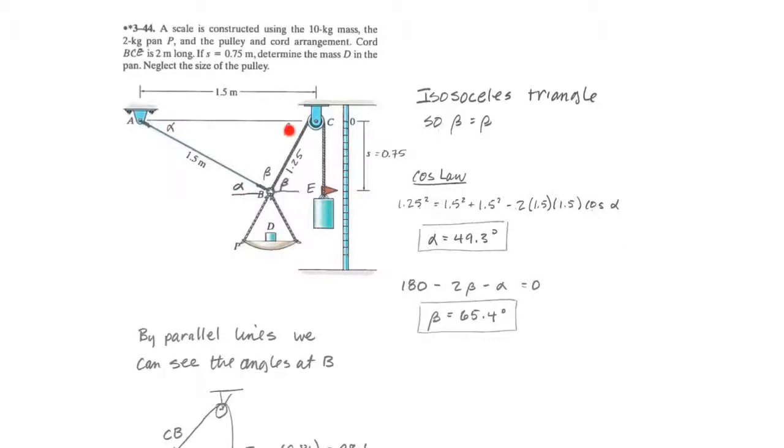Once I find out what alpha and beta are, then by parallelogram rules and parallel lines rules, we know that this angle alpha is the same as that angle alpha. This angle beta is the same as that angle beta. Now we have enough information to draw a free body diagram. So let's go ahead and do that.